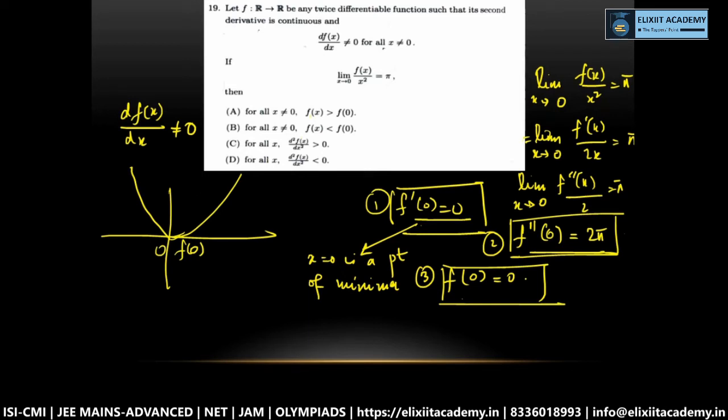Obviously, f of x is greater than f of 0. This is quite obvious. We'll have f of x greater than f of 0. Clearly, option A is correct. So, f of x is greater than f of 0.